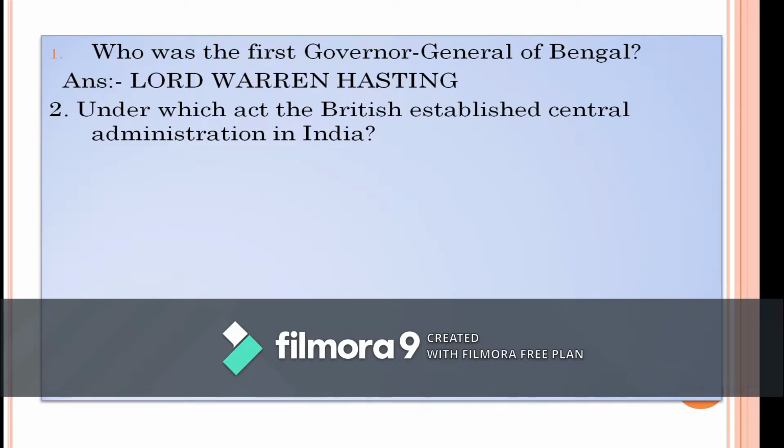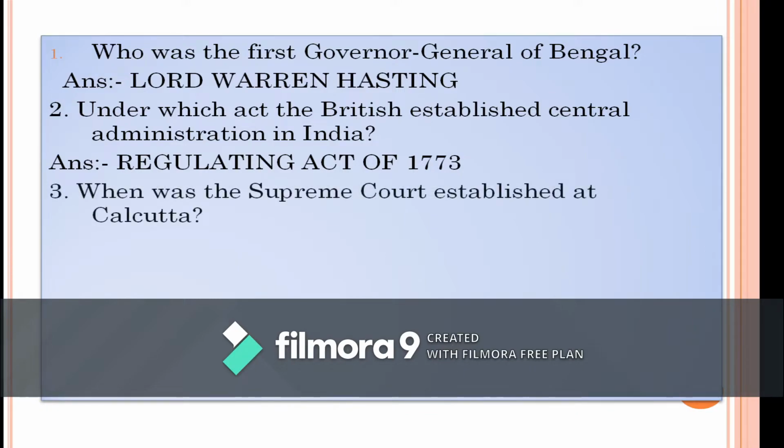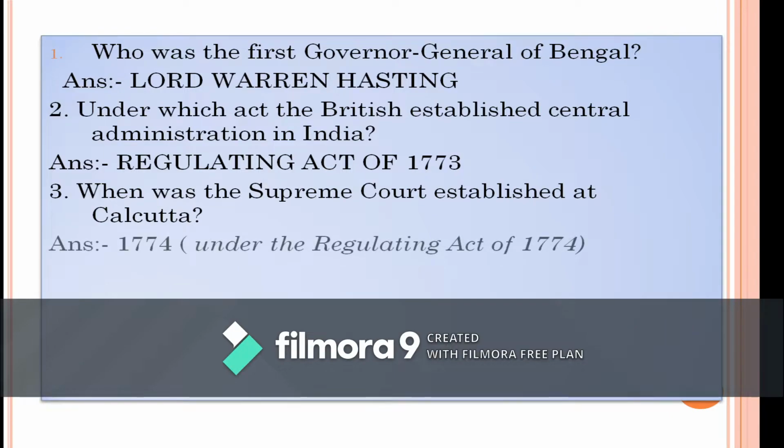So which act established the central administration in India? The answer is the Regulating Act of 1773. The third question is, when was the Supreme Court established at Calcutta? So the first Supreme Court of India was established at Calcutta in 1774 under the Regulating Act of 1773.